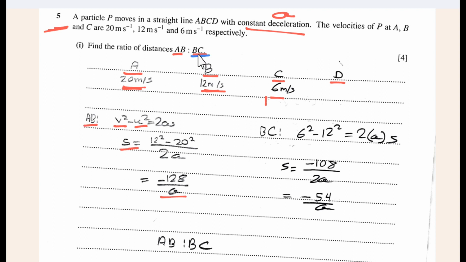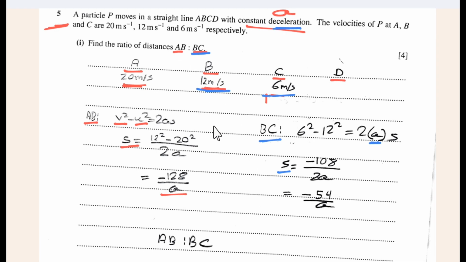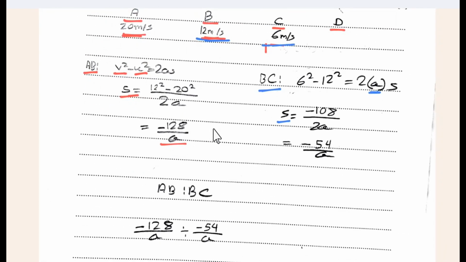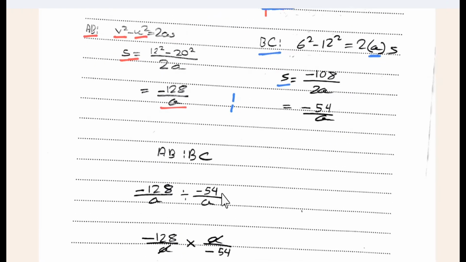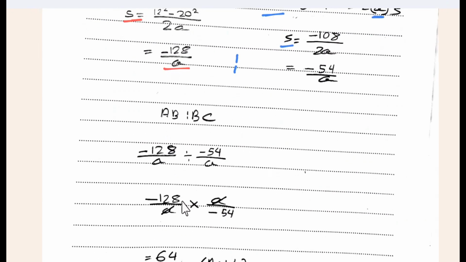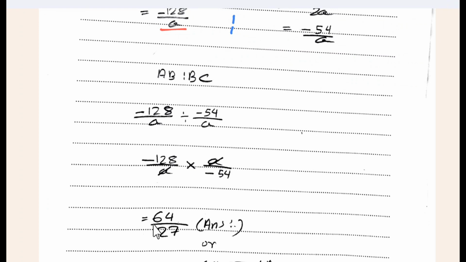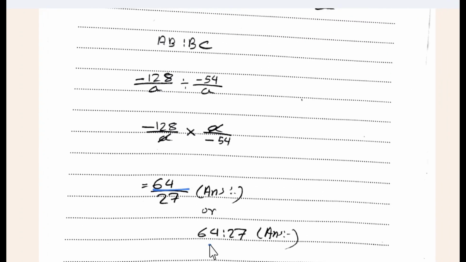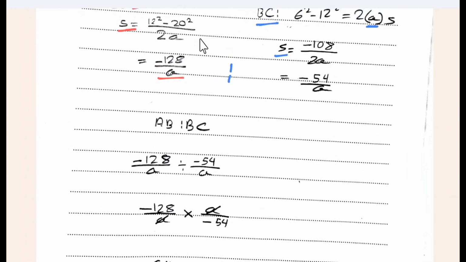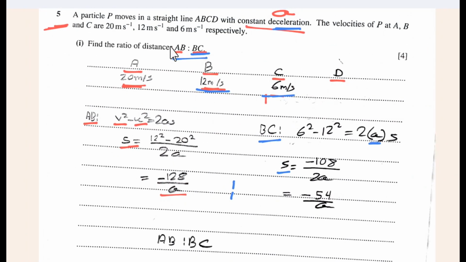Then to find the ratio, we need to find the distance BC. So to find the distance BC, again we know the final speed at C, we know the initial speed at B, v squared minus u squared is equal to 2as, where a is the constant deceleration. So s, that is the distance BC, we can find. So the ratio of distance AB to BC is AB divided by BC. After dividing and solving this equation, we get the ratio as 64/27 or 64:27 as the final answer, that is the ratio of AB to BC.